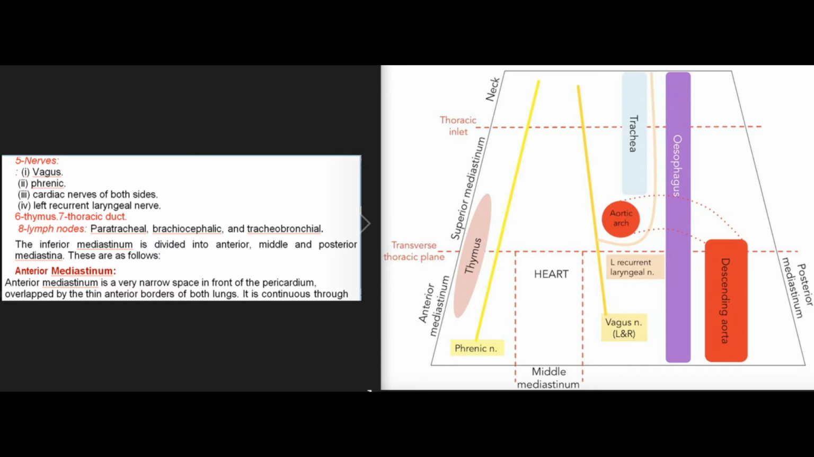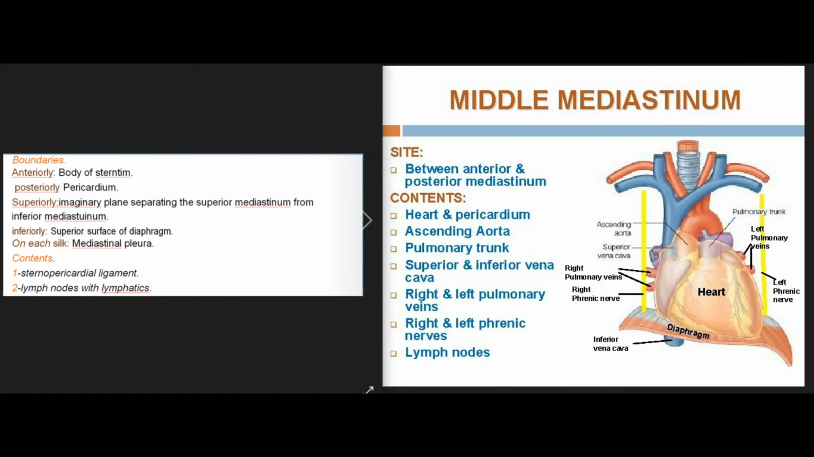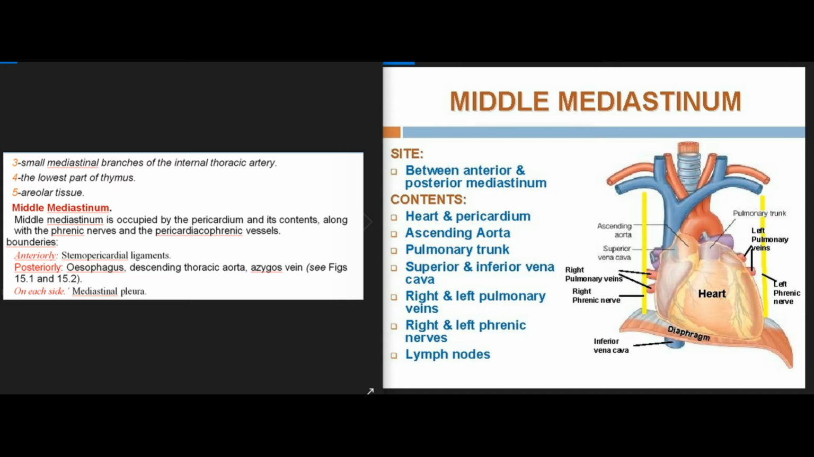The inferior mediastinum is divided into anterior, middle, and posterior mediastina. These are as follows. Anterior mediastinum. The anterior mediastinum is a very narrow space in front of the pericardium, overlapped by the thin anterior borders of both lungs. Boundaries: anteriorly, body of sternum. Posteriorly, pericardium. Superiorly, imaginary plane separating the superior mediastinum from the inferior mediastinum. Inferiorly, superior surface of diaphragm. On each side, mediastinal pleura. Contents: 1. sternopericardial ligament; 2. lymph nodes with lymphatics; 3. small mediastinal branches of the internal thoracic artery; 4. the lowest part of thymus.